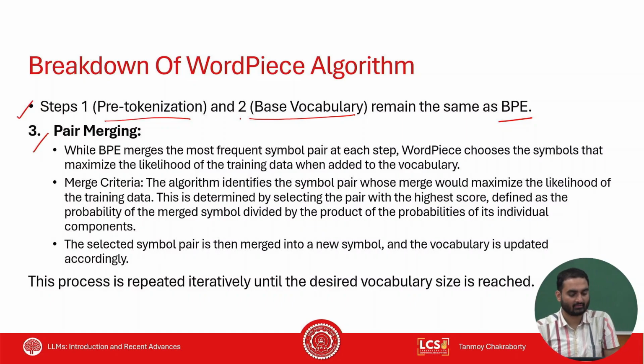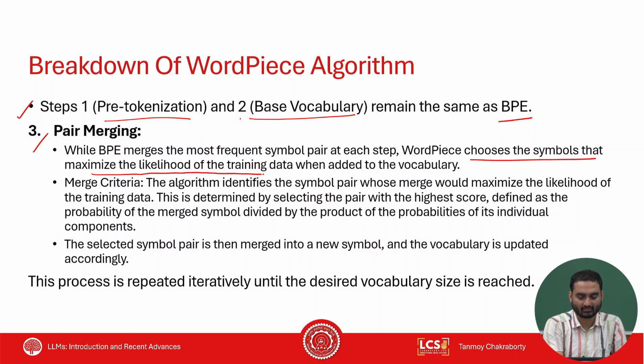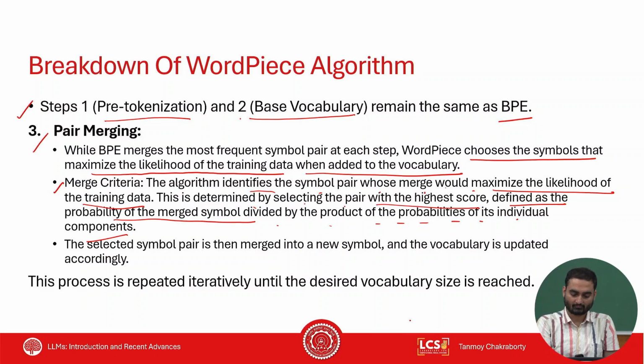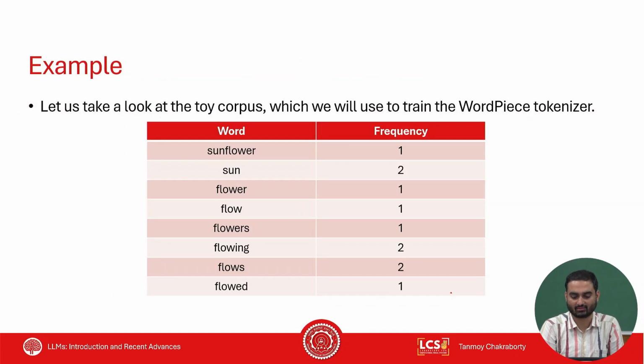Okay, now step 3 is the merging. What we do here, we choose the symbols that maximize the likelihood of the training data when added to the vocabulary. Okay, what is the merge criteria? The algorithm identifies the symbol pair whose merge would maximize the likelihood of the training data. This is determined by selecting the pair with the highest score, the score that I discussed earlier, defined as the probability of merged symbols divided by the product of the probabilities of its individual components. Okay, and again, similar to BPE, we stop the method when a particular size of the vocabulary is reached.